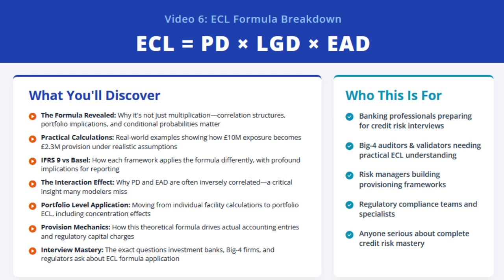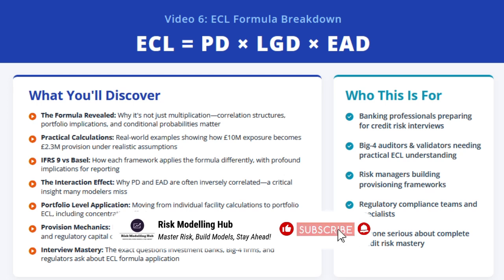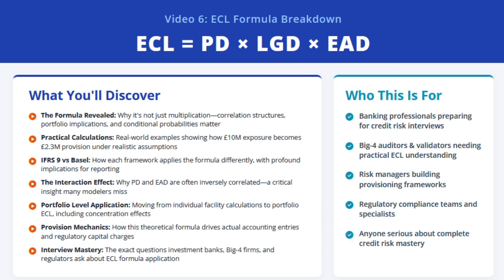And it matters differently depending on whether you are reporting IFRS 9 or Basel. Each framework applies this formula in fundamentally different ways, with different implications for how you recognize losses and calculate capital. And here's the insight most modelers miss. PD and EAD are inversely correlated. Because when default risk rises, borrowers draw down less credit. That interaction effect is critical.